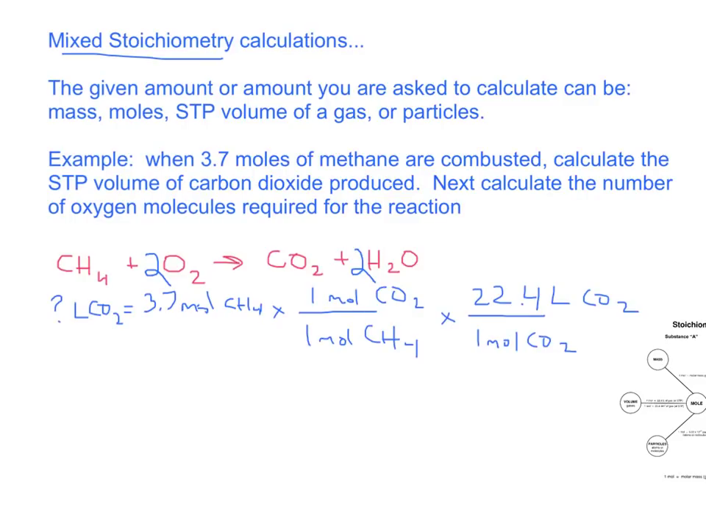So I've went ahead and set up this problem. I started with the given amount of 3.7 moles of methane. I then wanted to move from moles of methane to moles of carbon dioxide, so I set up a mole ratio here. Moles of methane are on the bottom, moles of carbon dioxide on the top. This one just so happens to be 1 to 1, so it's not mathematically going to change anything.